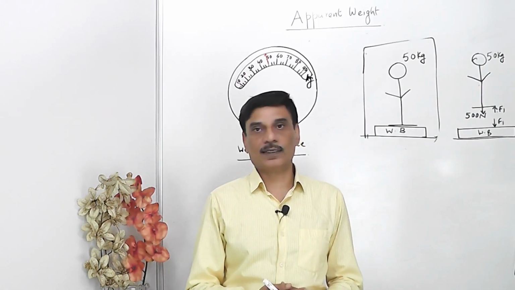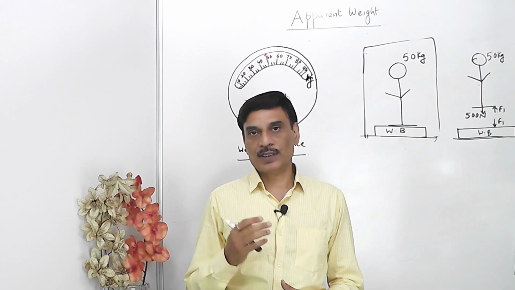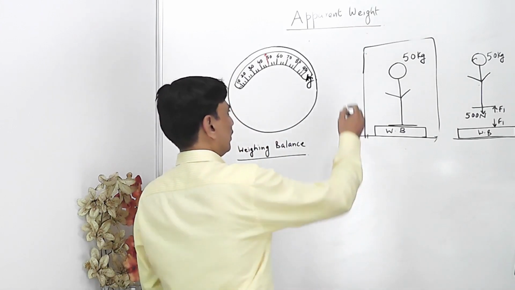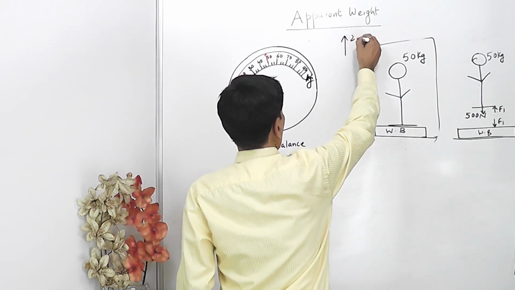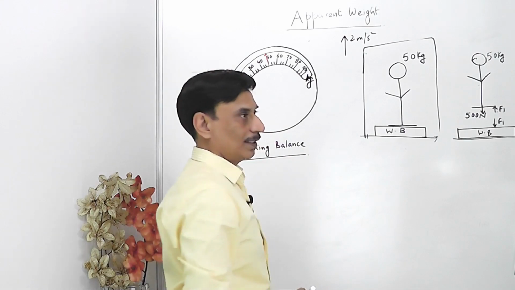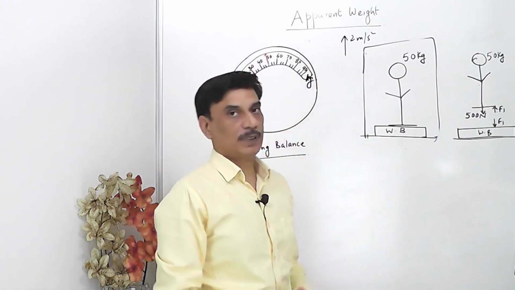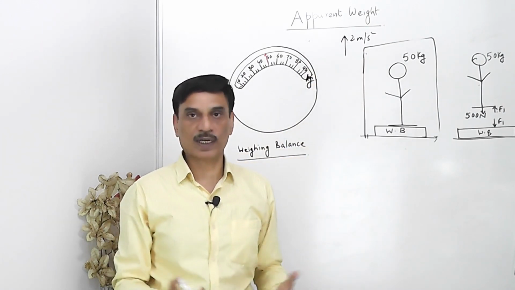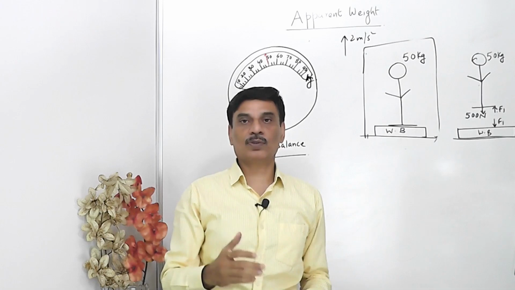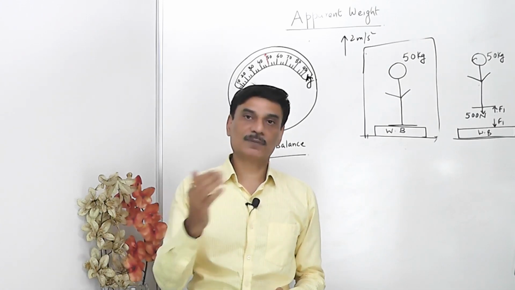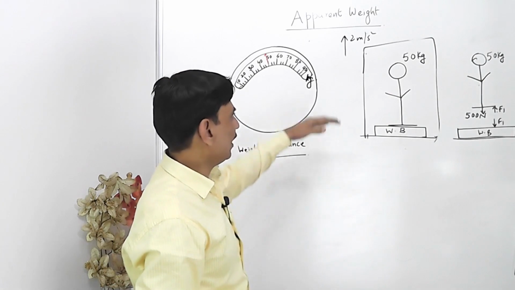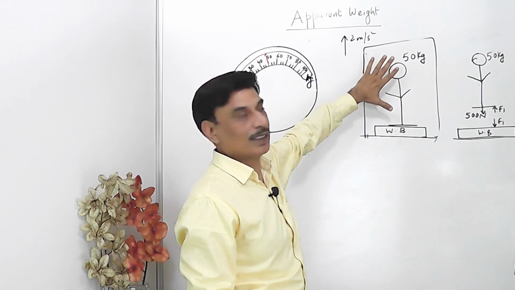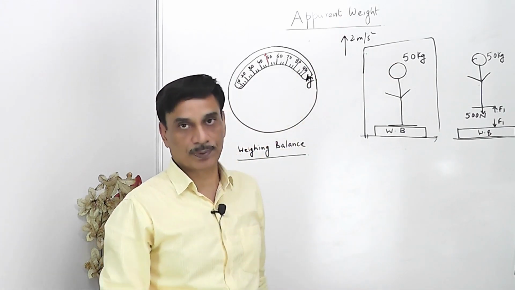So now let's understand how the apparent weight changes when the lift is retarding. Suppose this lift is going up and it is retarding this way with 2 meter per second square. Either you say it is retarding 2 meter per second square this way, or it is accelerating minus 2 meter per second square this way, it is one and the same thing. Acceleration is equal to minus of retardation, or retardation is minus of acceleration. So this lift is retarding, that is, the destination is coming and the brakes are being applied and soon it is going to stop.